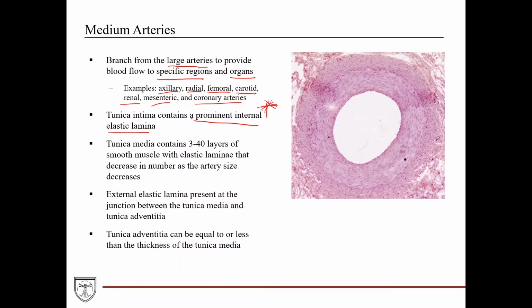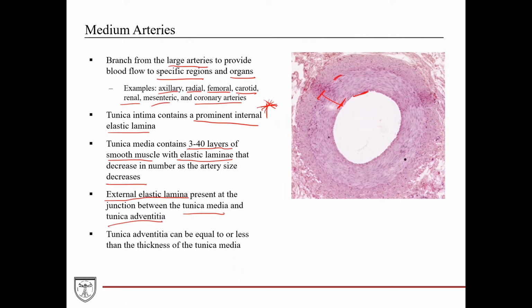So medium arteries are going to have a very prominent internal elastic lamina. We're going to show this on the next slide. The tunica media contains several layers, about 30 to 40 layers depending on the vessel, of smooth muscle with elastic lamina that decrease in number as the artery size decreases. So the smaller the artery, the fewer layers of elastic lamina are found. As you can see, here's the intima, very thin, and here's the media. And then you have an external elastic lamina that's not as prominent as the internal elastic lamina, but nevertheless provides a junction between the tunica media and the tunica adventitia.